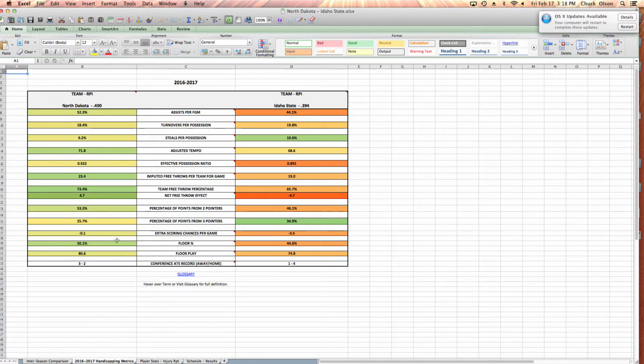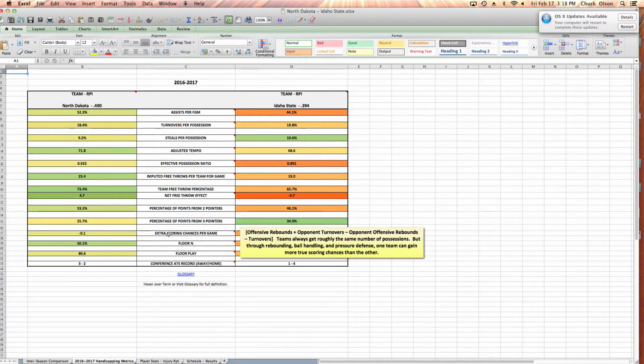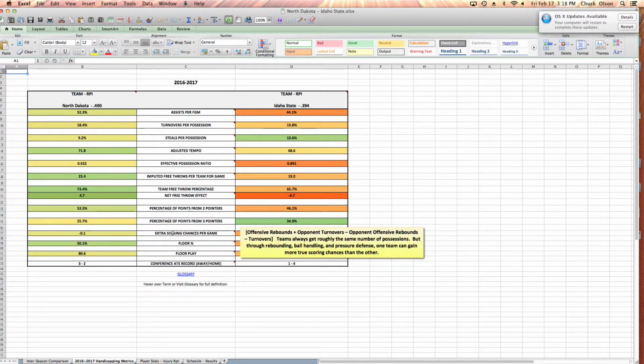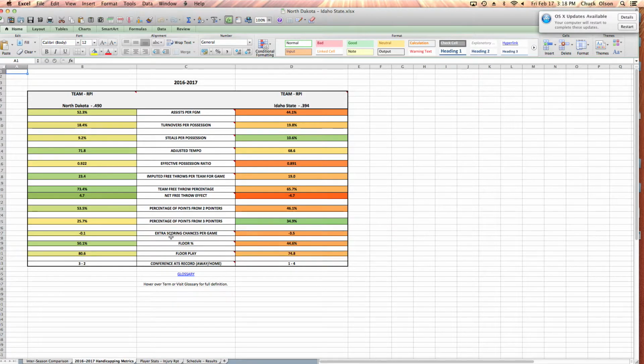Extra scoring chances per game. This is an important number as well. It tells you how many times they got more shots than they would have because they either stole the ball or because they got an offensive rebound. So it's really an important number to look at. Here we have a green number, but it's negative. So they're not really positive or negative. But if you look at Idaho State, negative 3.5.